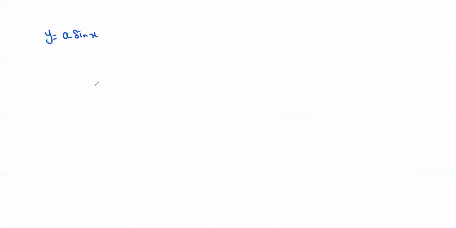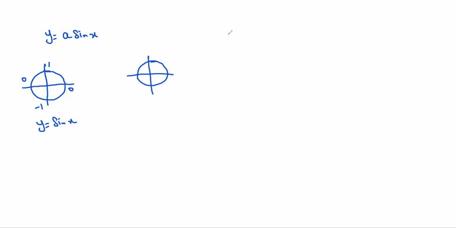Now when we draw y equals a sine x, you have to look at this circle first of all. This is your 0, 1, 0, and then minus 1. Now this is y equals sine x. Suppose you have to get these values for y equals 2 sine x. That would mean you will be multiplying all these values by 2. So this is going to be 0 here, 2 here, 0 here, and minus 2 here.